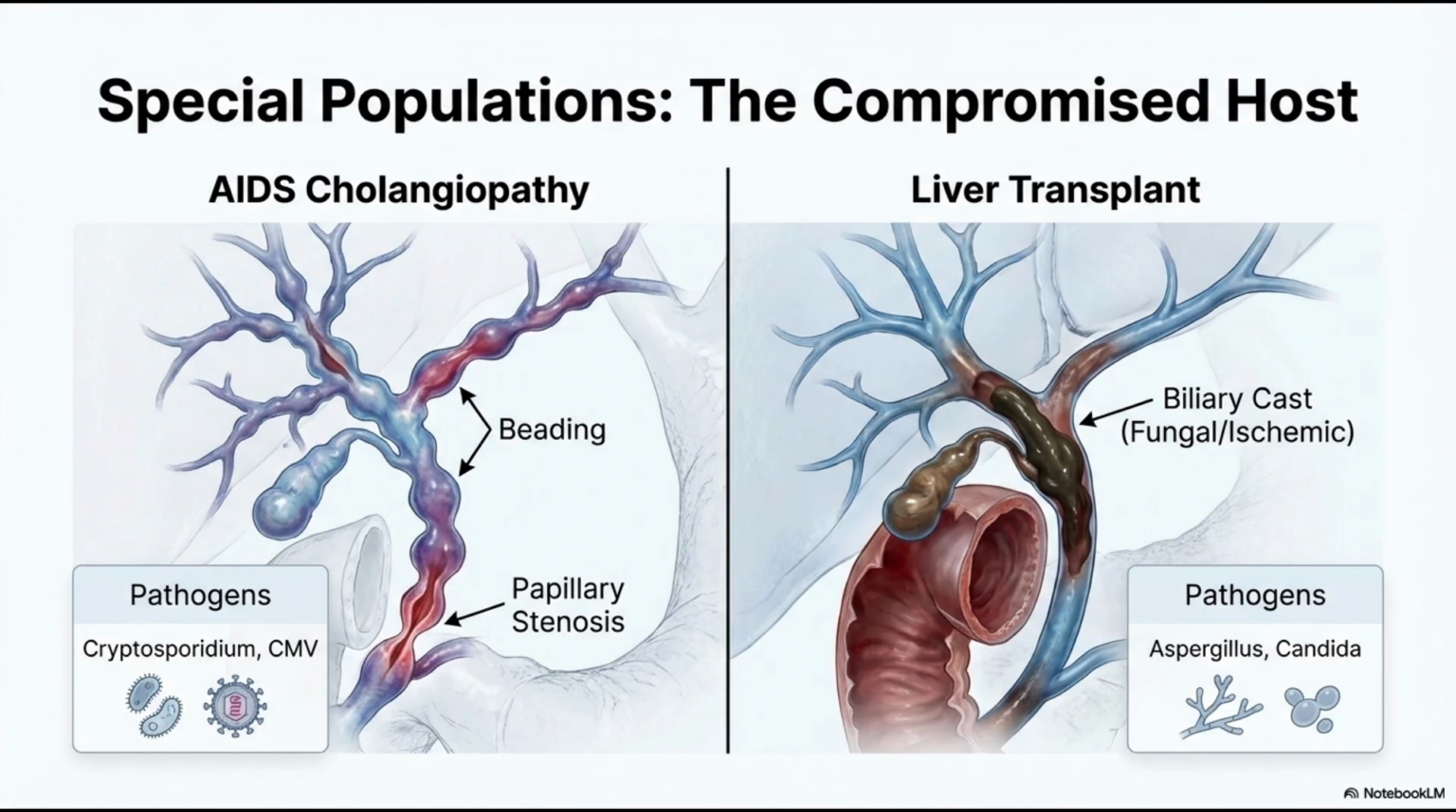Wow. Okay, one more complication that is easy to miss, pylephlebitis. Septic portal vein thrombosis. Definition. It is an infected clot in the portal vein, usually seeded from another intra-abdominal infection. How do you spot it?